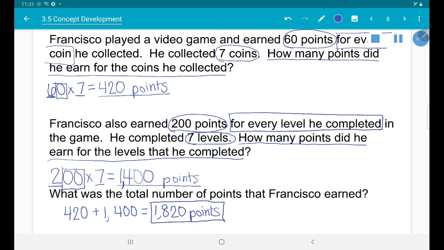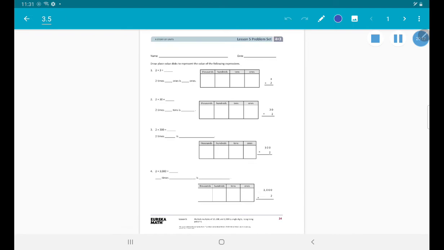All right, so let's take a look at your problem set. It's going to be page 27 and 28 in your Learn book. Go ahead and pause the video and get pages 27 and 28 out of your Learn book. We're going to do a couple of these together.